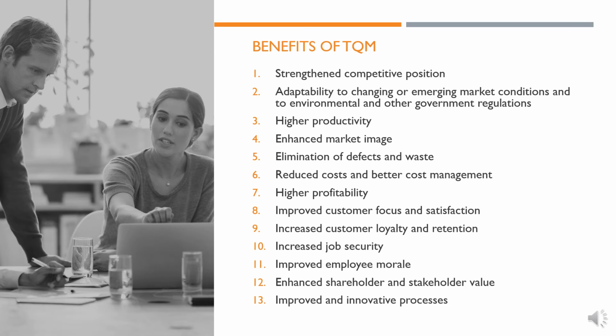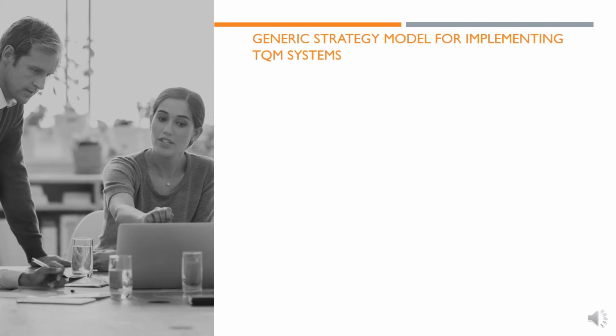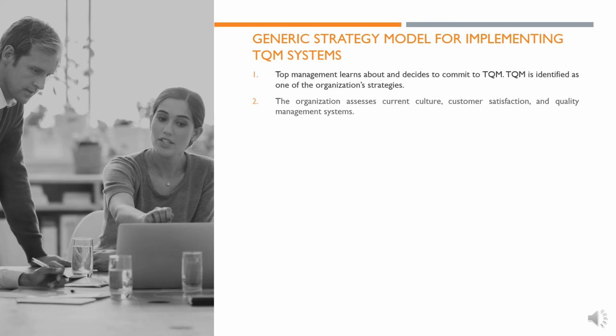and innovative processes. When planning and implementing a total quality management system or quality management strategy, there is no one solution for every situation or workplace. Each organization is unique in terms of the culture, management practices, and the processes used to create and deliver its products and services. Quality management strategy varies from organization to organization. However, a set of primary elements should be present in some format. And these are the generic strategy model for implementing TQM systems.